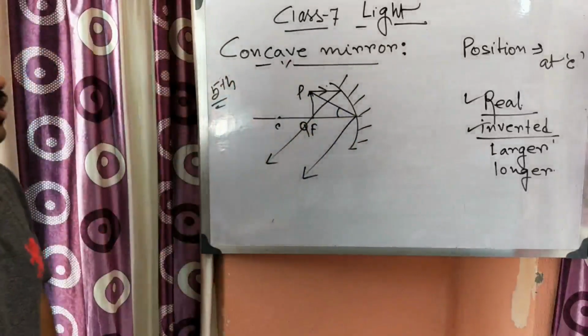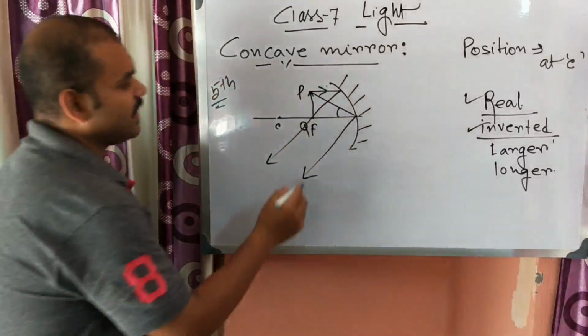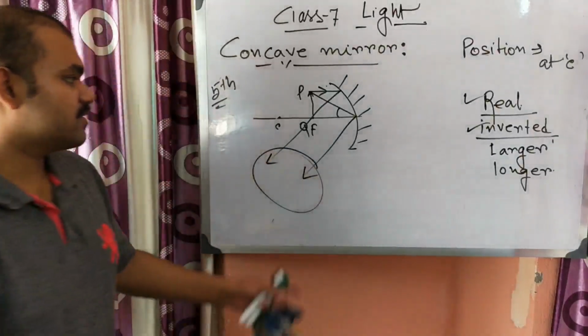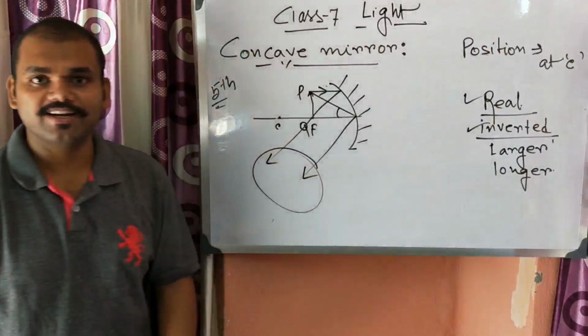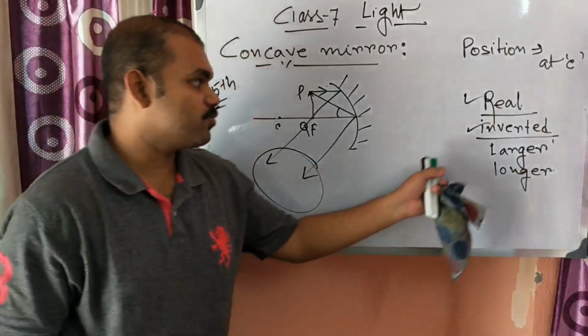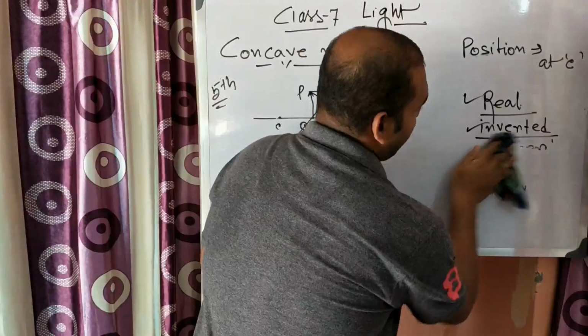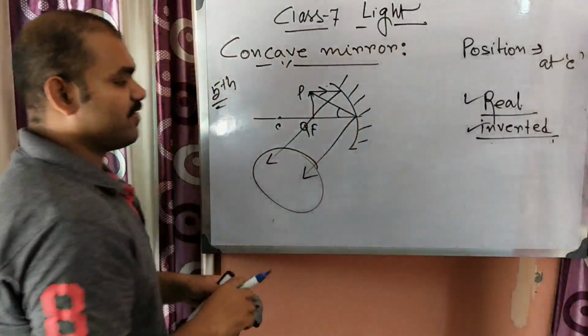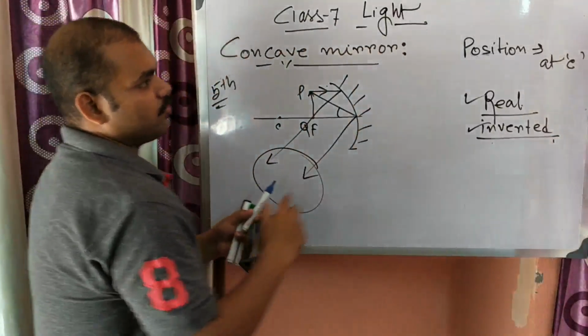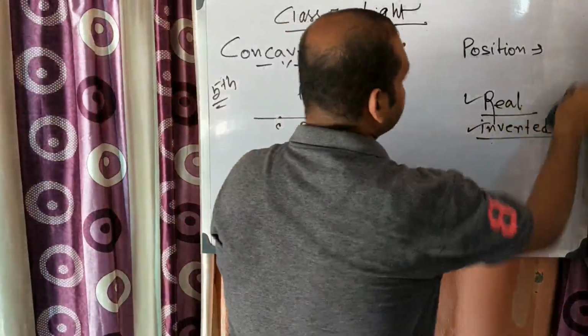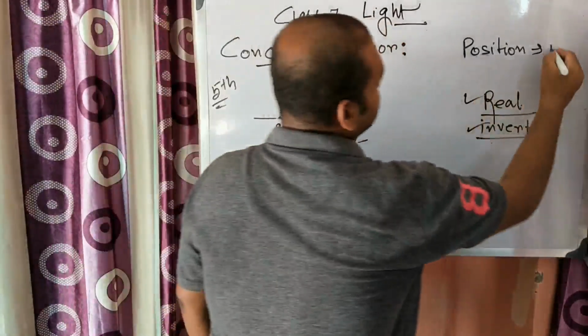So they do not meet; they will meet at infinity, so the image will be highly magnified. The image will be real, inverted and highly magnified. Magnified means larger. And what is the position of the image? The position will be at infinity.